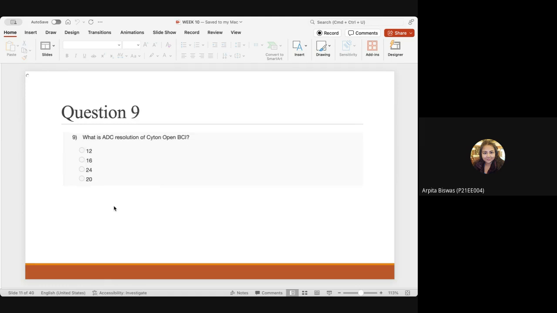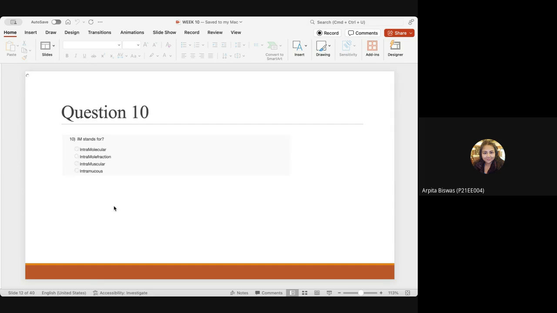What is the ADC resolution on a Cyton OpenBCI? So first option is 12, then 16, then 24, and 20. So the right option is option C, 24.